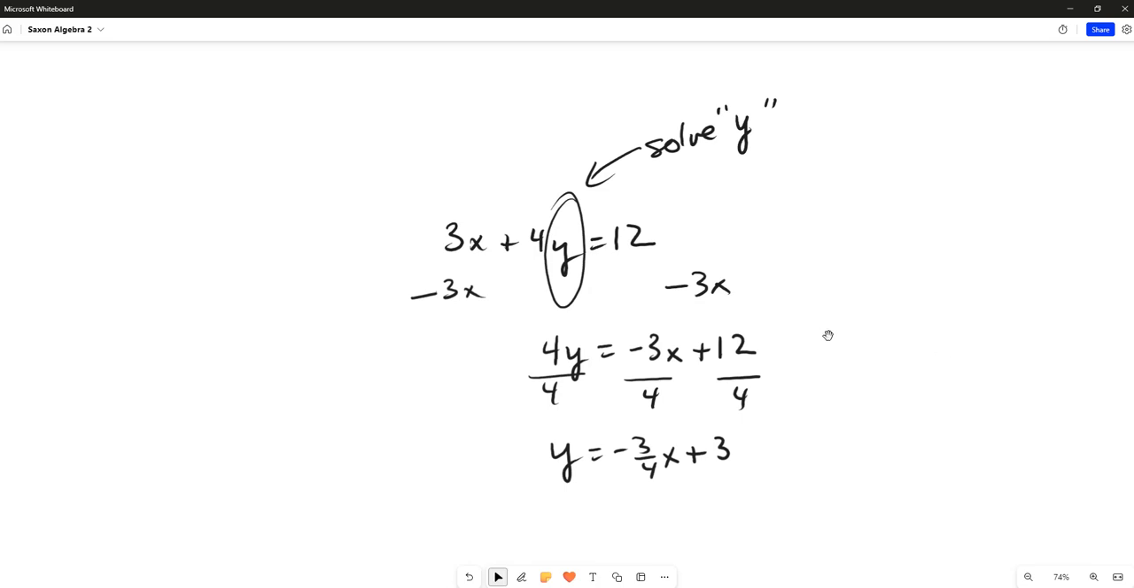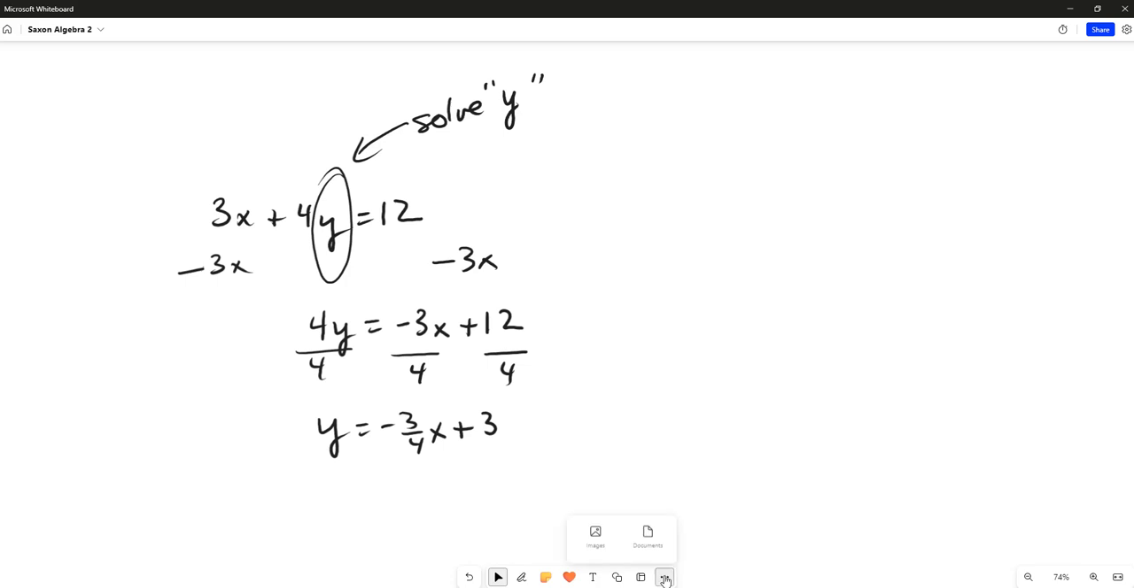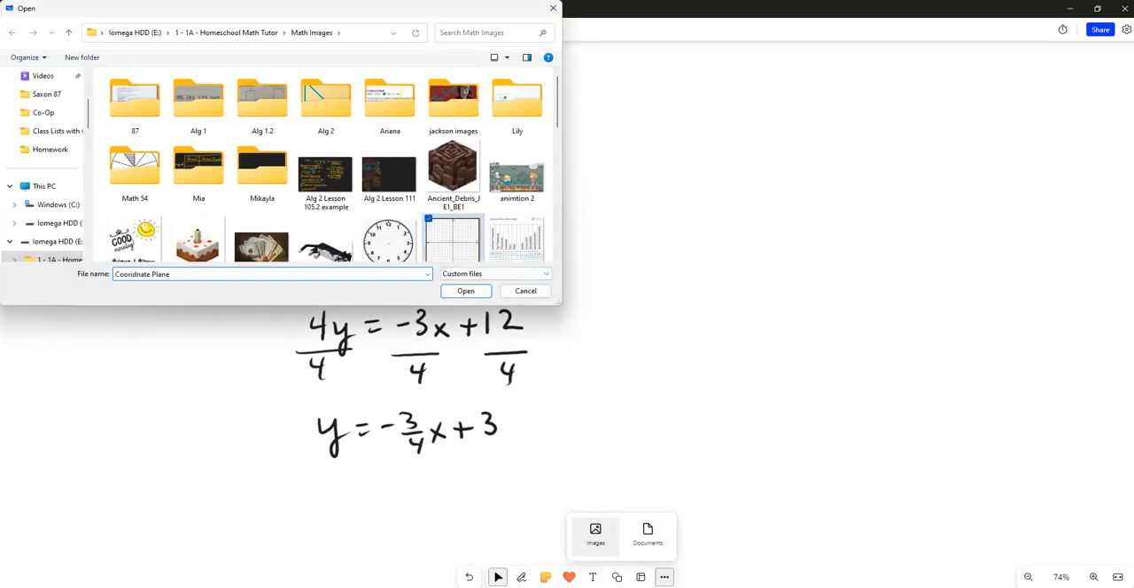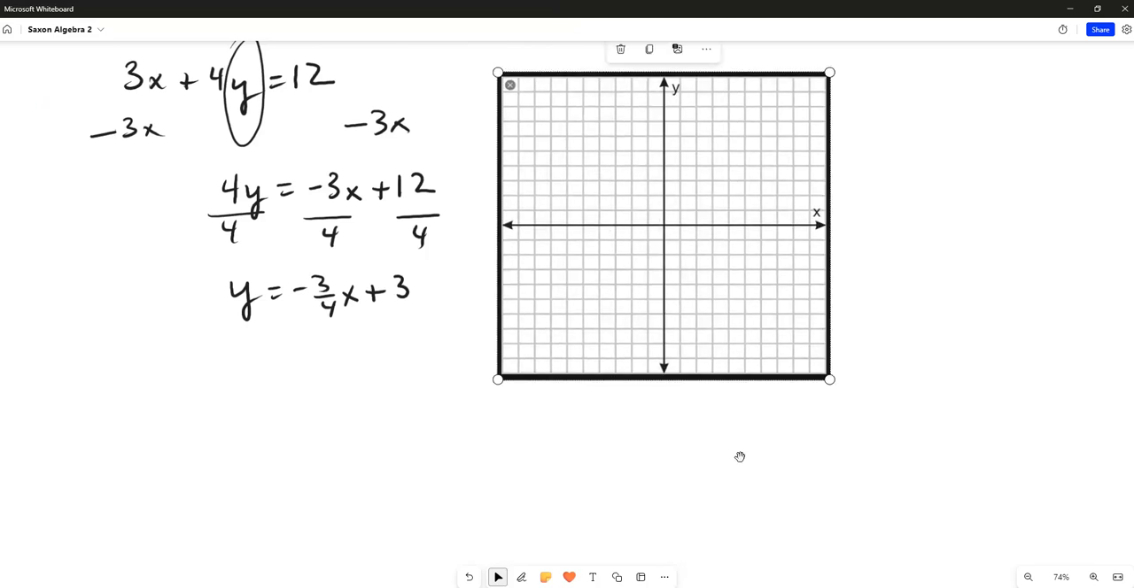Okay, now I'm going to pull out my coordinate plane. And I'm going to first graph my y-intercept, up 3, 1, 2, 3. And then I'm going to go to the left. I'm going to go down 3, 1, 2, 3, and to the right 4, 1, 2, 3, 4, because I've got a negative 3 rise and a positive run.